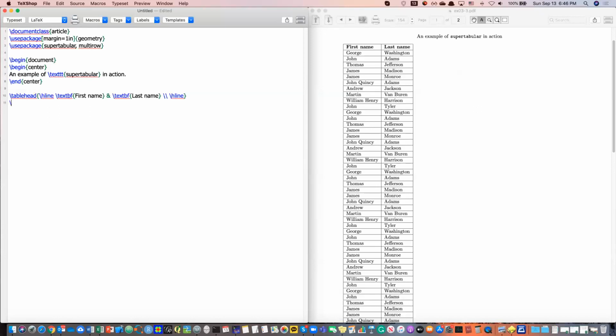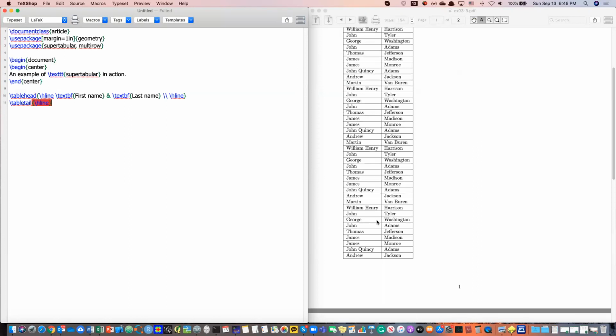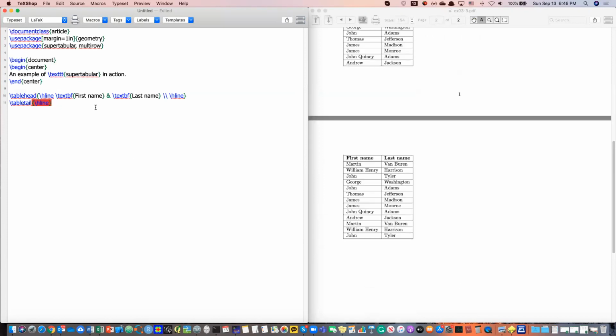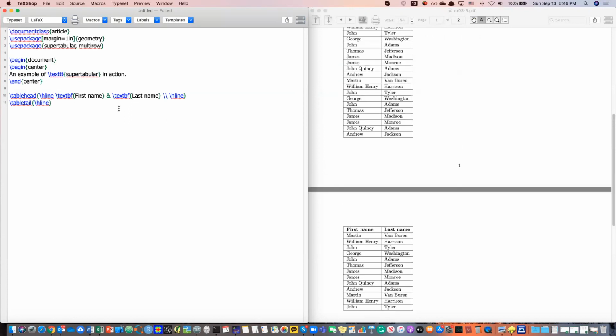So now we use this one, table tail, okay, this being the H line. So table head, table tail, that determine what? The table head and the end of the table for each page. Okay, so on the first page in this case, okay, H line.